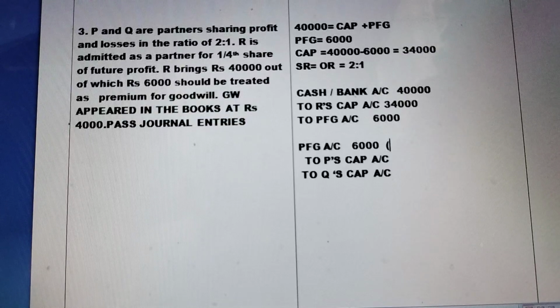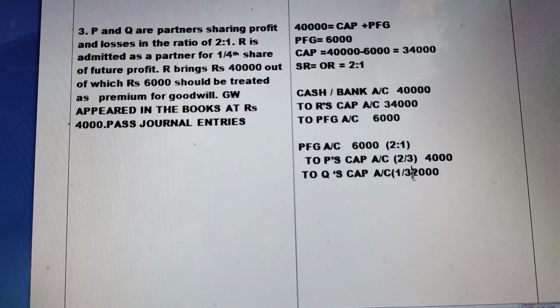partners in the sacrificing ratio. So the sacrificing ratio is 2 is to 1. P will get 2 by 3, and Q will get 1 by 3. So 2/3 of 6,000: 3 into 6, 2 into 4, so it should be 4,000, and 3 into 6, 2 ones are 2, so it should be 2,000.